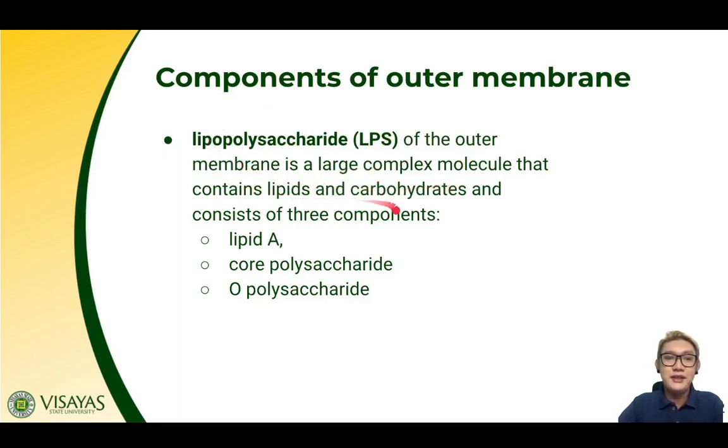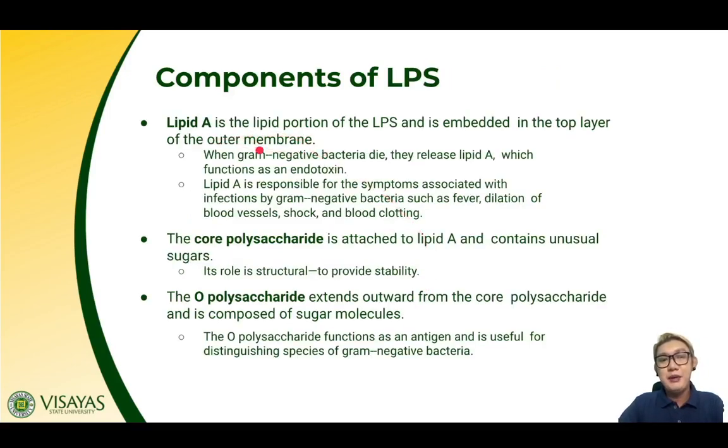It is a large complex molecule that contains lipids and carbohydrates and consists of three components: the lipid A, core polysaccharide, and O polysaccharide. The lipid A is the lipid portion of lipopolysaccharide and is embedded in the top layer of the outer membrane. So when gram-negative bacteria die, they will release lipid A, which functions as an endotoxin. Lipid A is responsible for the symptoms associated with infections by gram-negative bacteria such as fever, dilation of blood vessels, shock, and blood clotting.